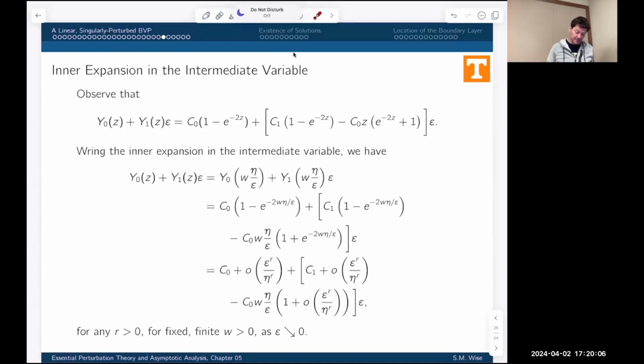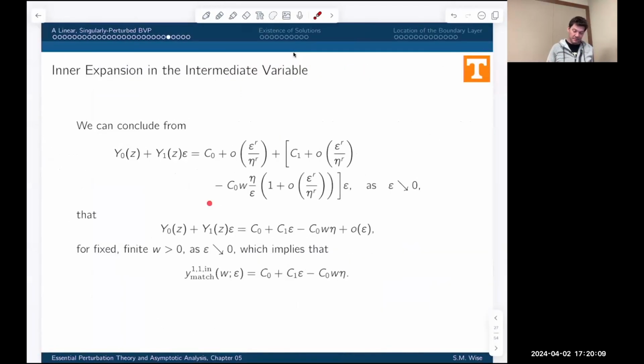Doesn't matter what the eta scale is. All right, so I have this beast, and notice that it has these unknown coefficients, C0 and C1, in it. If I throw away all of these terms, the only things that survive are this C0 here, this C1 times epsilon here, and finally C0 W eta over epsilon times epsilon. That's just this term here. So those three terms are the only ones that are ever going to survive. All the rest can be collected in the garbage bin of order epsilon terms.